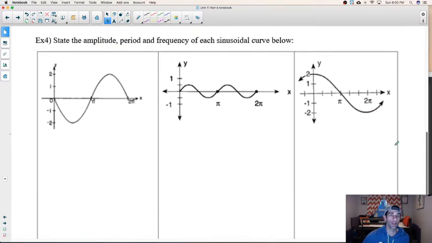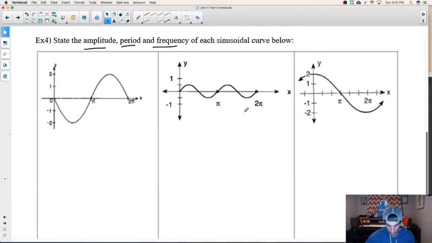Example 4. Again, it's the same thing, except it's backwards here, and it's making sure, do you understand what amplitude is? Do you understand what frequency is? Do you understand what period is? And some of you, or most of you, are probably saying, no, I still have absolutely no idea what you're talking about. Well, I'll just keep going pretending like you do.